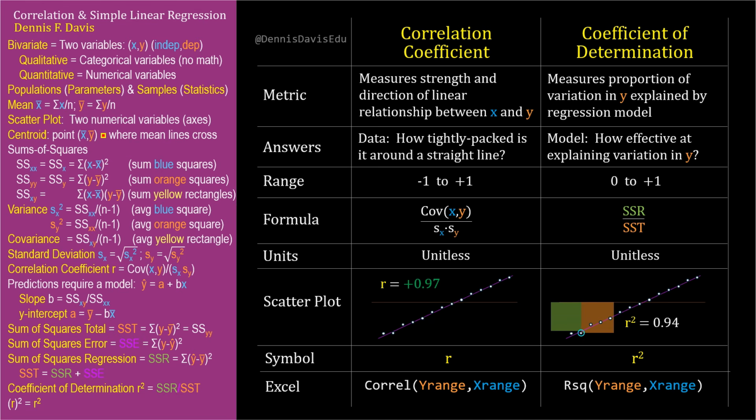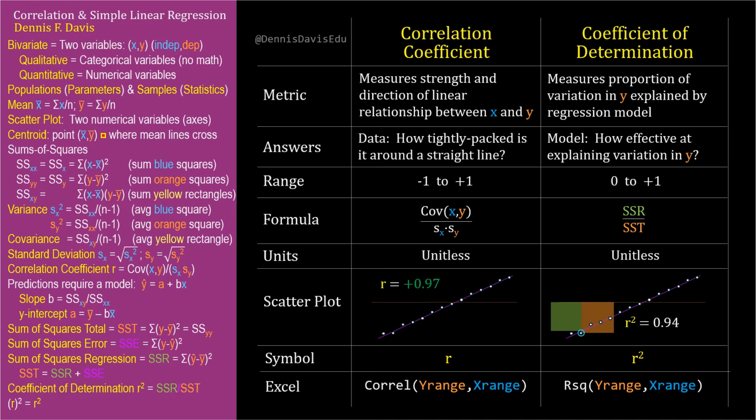Excel has a function for R squared called RSQ. Like the CORREL function, it also expects the Y range first, then the X range. If there was no RSQ function, you could of course find R squared by squaring the results of the CORREL function, since the coefficient of determination, R squared, is indeed the square of the correlation coefficient, R.